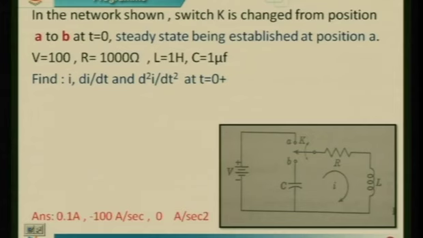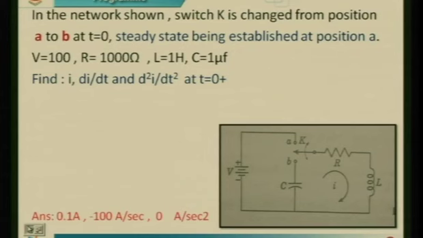In a parallel circuit we saw that the switch was an opening switch, whereas in a series circuit we saw that the switch was a closing switch. In this case, the problem says the network shown, switch K is changed from position A to B at t equal to 0. We need to see what happens once the switch changes from A to B, but we should first understand what will be the status of the circuit when the switch is in position A.